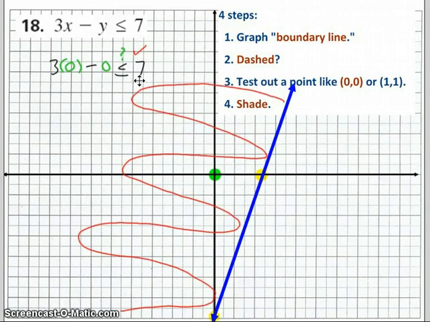I could have always tried another point to the right or to the left. Just to double check, 5, 0 should not work. I plug it in, I get 3 times 5, or in other words 15 minus 0. Well, that's not less than 7, it's more than 7. So this is on the wrong side, should not have been shaded. I've shaded the correct side.